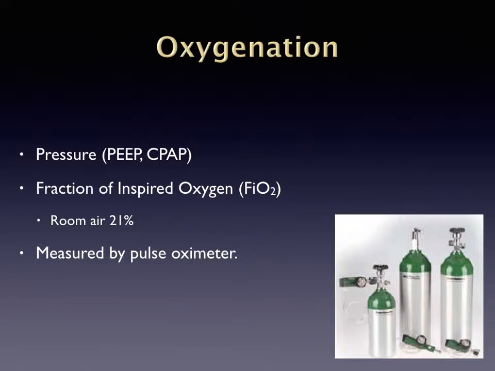Now, how can we influence oxygenation? Oxygenation, or the oxygen that's going in to the lung, is determined by the pressure. So, we can do things like PEEP on a ventilator or CPAP that we already talked about. Or we can dial up the FiO2, or the fraction of inspired oxygen. And again, room air is 21%, and we can increase that with those devices that we talked about. We measure oxygenation with a pulse oximeter.